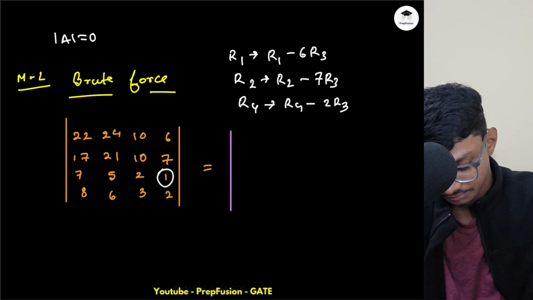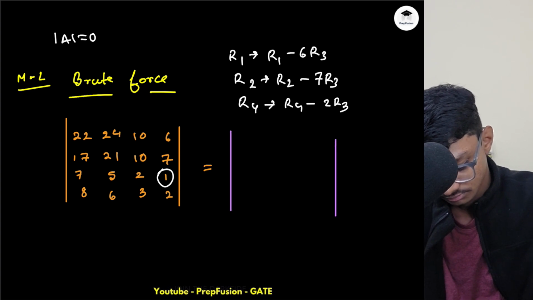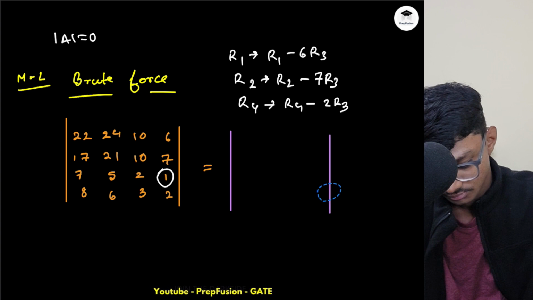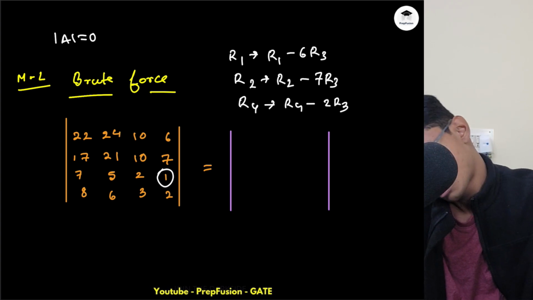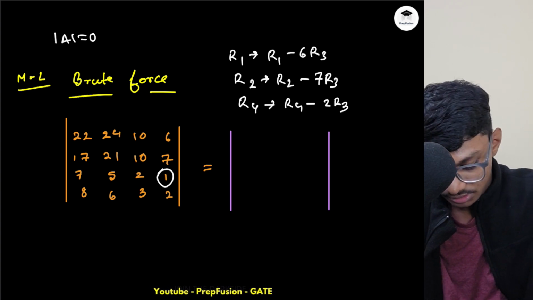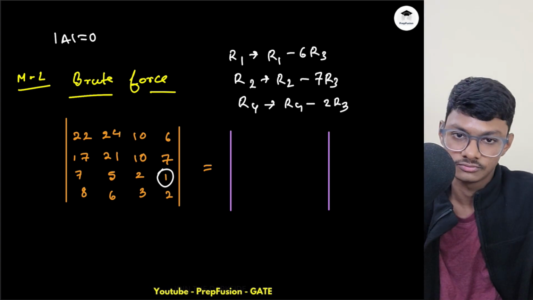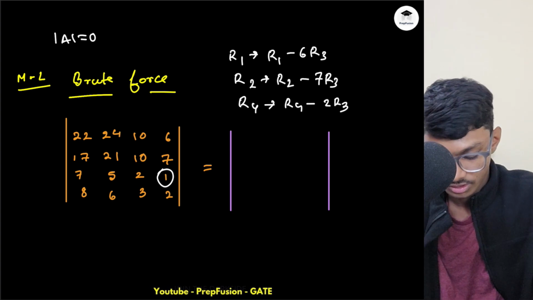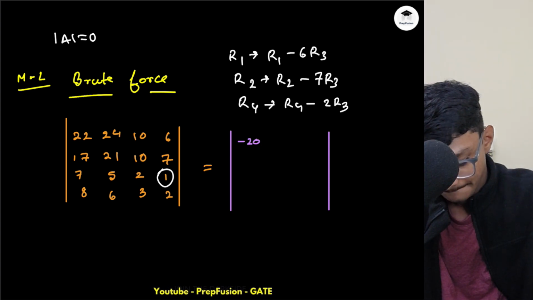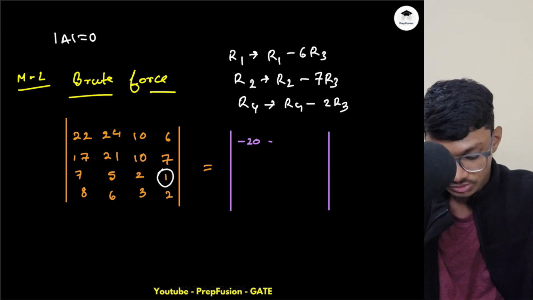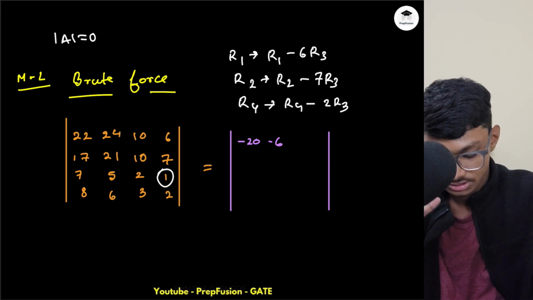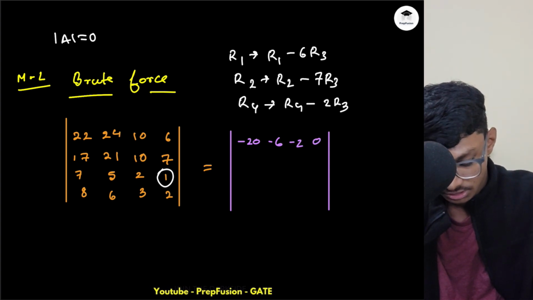So let's do this. Subtracting 6 times row 3: 7 times 6 is 42, so 42 minus 22 is minus 20. Then 30 minus 24, which is minus 6. Then 12, so this will be minus 2. This will be 0, this will be 0, this will be 1, this will be 0.